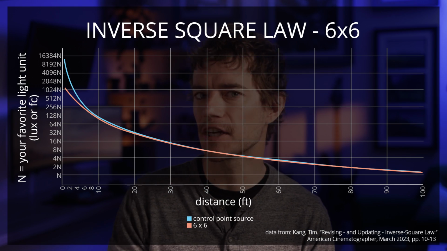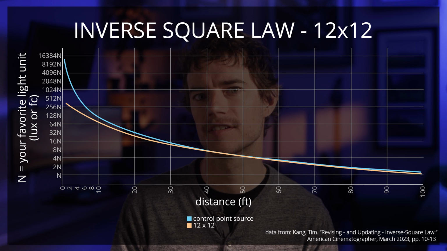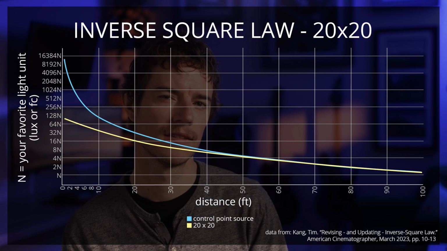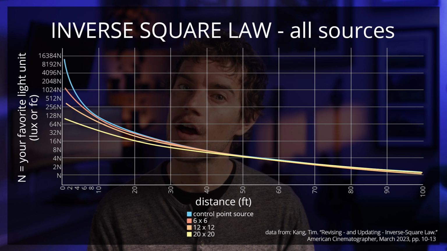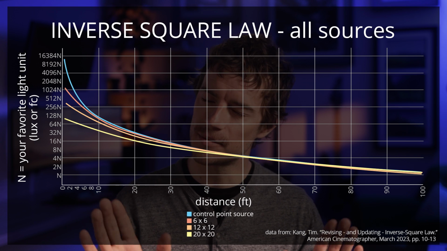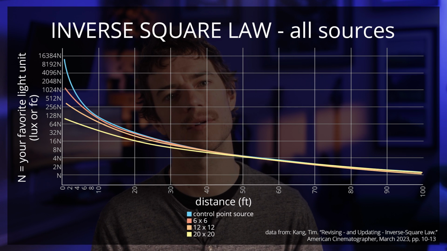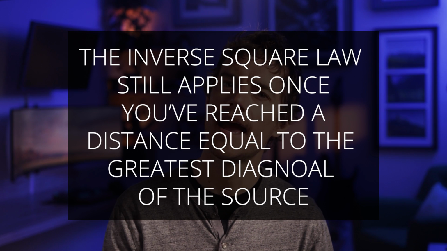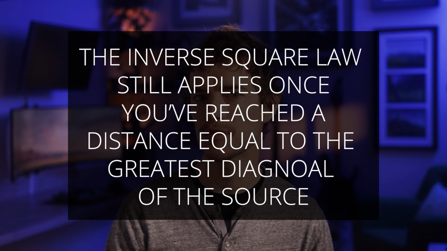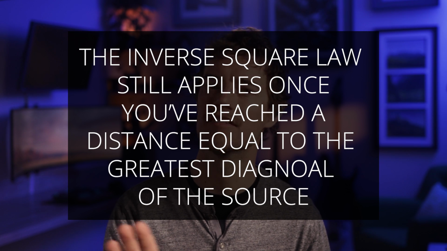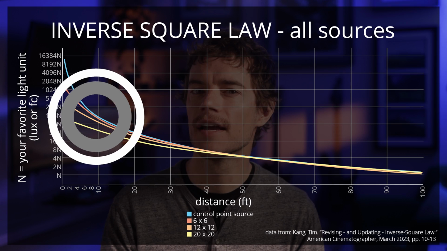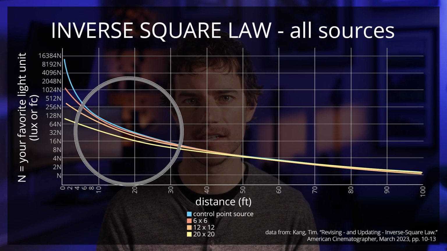Here are the corresponding graphs for larger soft sources using 6x6, 12x12, and 20x20 rags. As we can see, the fall-off from a softer source is less dramatic at the start compared to a point source, but the inverse square law still applies after you've reached a distance equal to the greatest diagonal of a source. So for 6x6, that's at about 9 feet or so, and for 12x12, that's 17 feet.